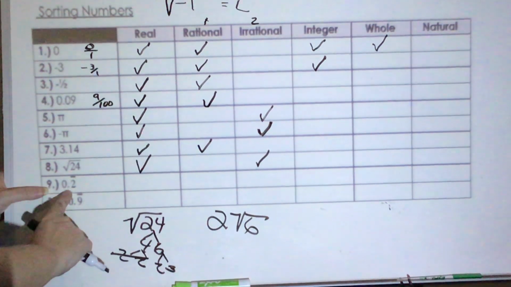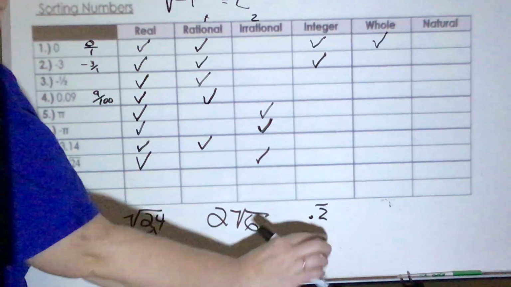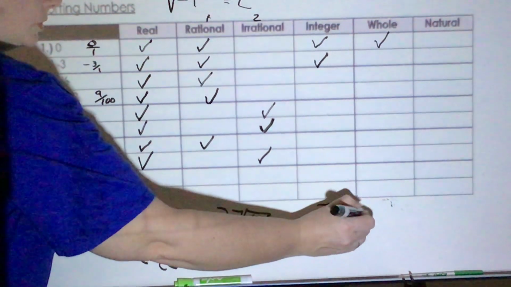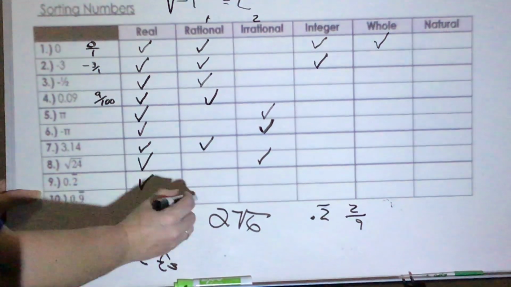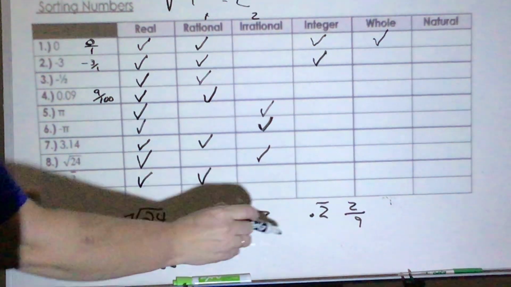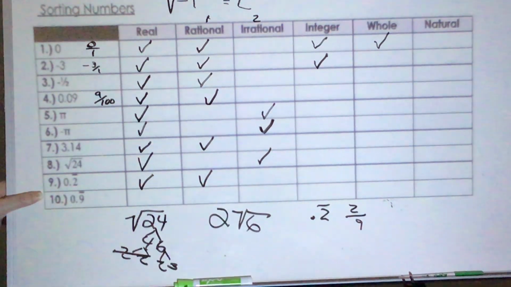For number 9, 0.2 repeated, if you remember from what we did last week, 0.2 repeated is 2/9 as a fraction. So it is real and it is rational. But because it's a decimal number, it's none of those others.